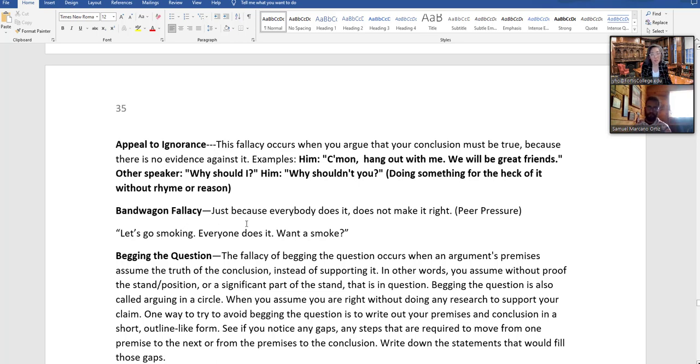Bandwagon fallacy: just because everyone else does it does not make it right. So that's like, hey, let's go smoking. Everyone does it. Let's smoke. So that's the bandwagon. This happens on the shopping channel. Everybody's going to buy that shirt or else.